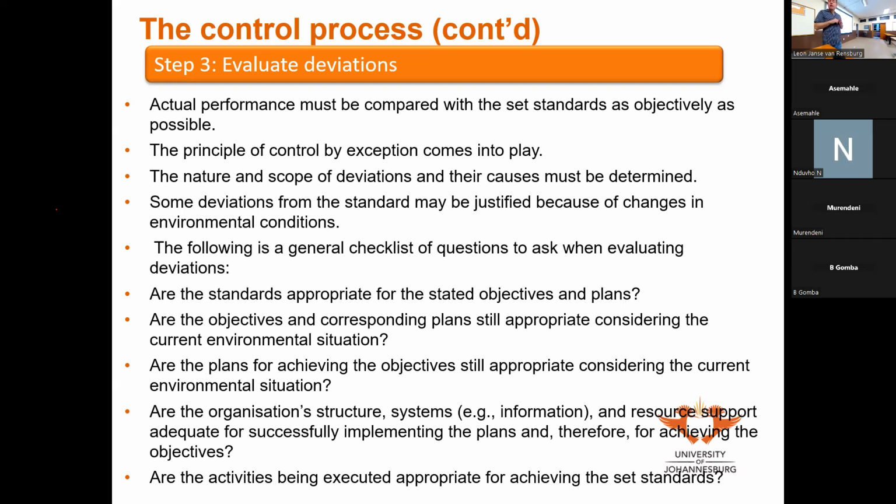So the following is then a checklist that you can follow, and this is where it starts. Are the standards appropriate for the stated objectives and plans? So must we revise the standards? Are the objectives and corresponding plans still appropriate, considering the current economic environmental situation? And then are the plans for achieving the objectives still applicable? Are the organization structure and systems correct? Are the activities being executed appropriate for achieving these standards?